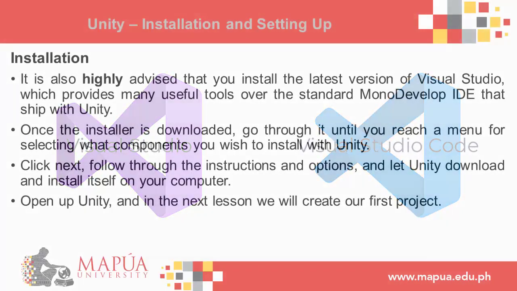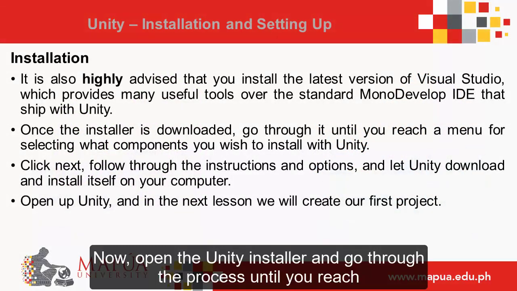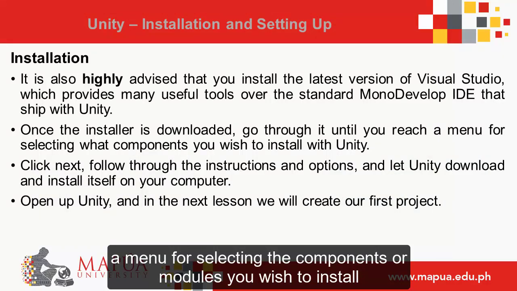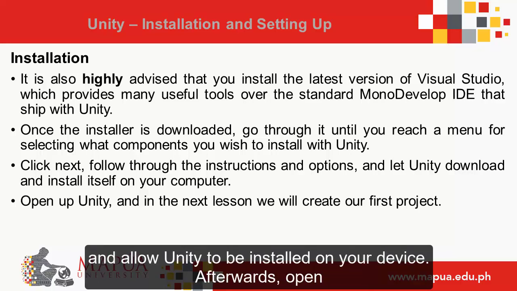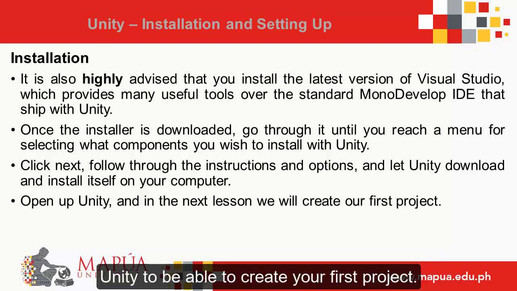Take note that Visual Studio is different from Visual Studio Code, so make sure to install Visual Studio to avoid further issues. Now, open the Unity installer and go through the process until you reach a menu for selecting the components or modules you wish to install together with Unity. Then click the Next button, follow the instructions, and allow Unity to be installed on your device. Afterwards, open Unity to be able to create your first project.